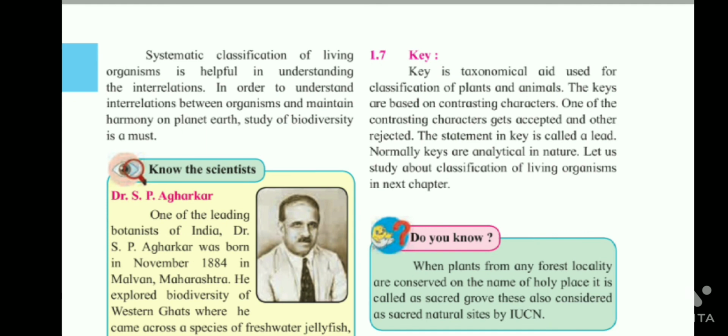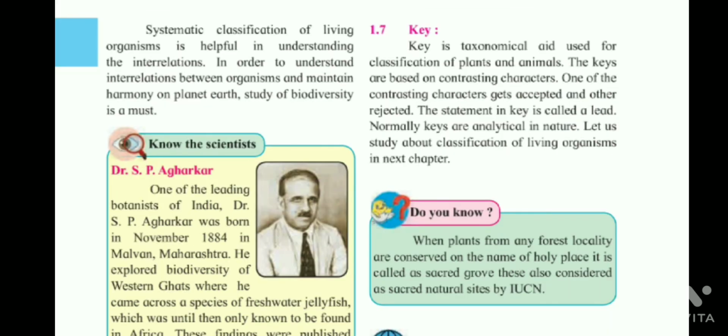1.7 Key. A key is a taxonomical aid used for classification of plants and animals. The keys are based on contrasting characters. One of the contrasting characters gets accepted and the other rejected. The statement in a key is called a lead. Normally keys are analytical in nature. Let us study about classification of living organisms in the next chapter.